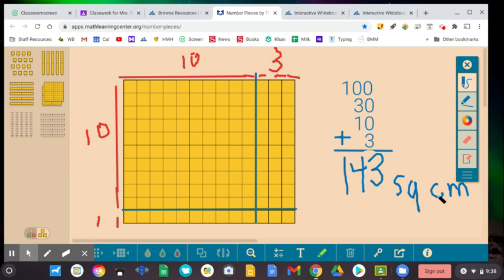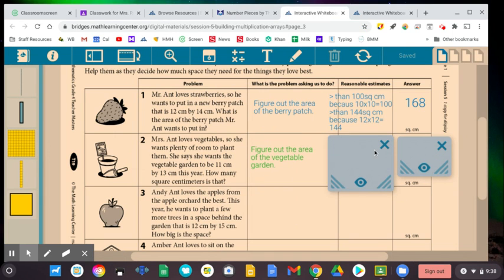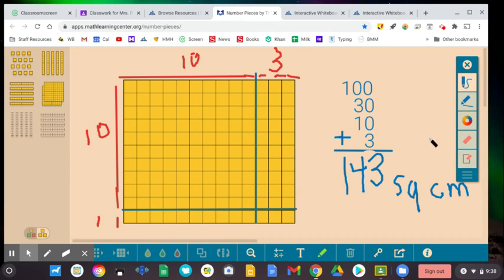Remember, we talked about this a few days ago, that all of these little squares, each of them is worth 1 centimeter, and they form a square, so we call them square centimeters. Now, going back to our paper, if we were going to do an estimate, we would have it bigger than 100 because we already know 10 times 10 equals 100. We knew it would be bigger than 130 because 10 times 13 is 130. So when we actually figured it out, we found out it's 143.